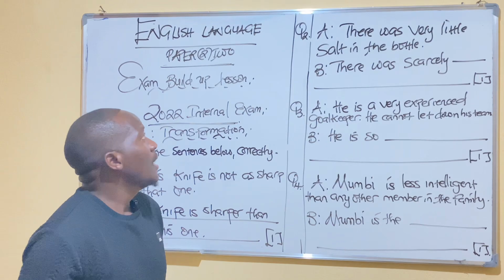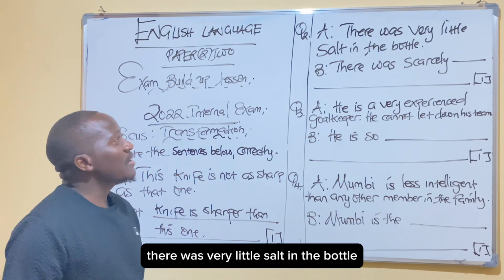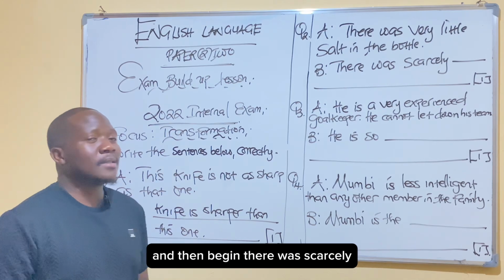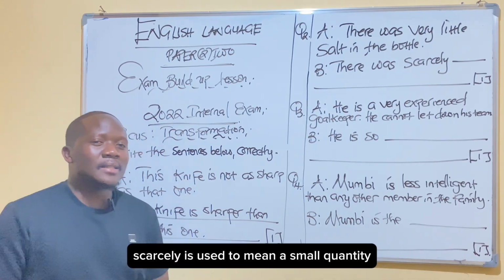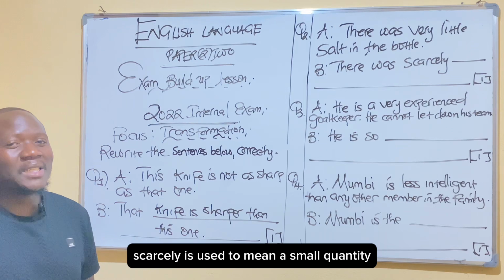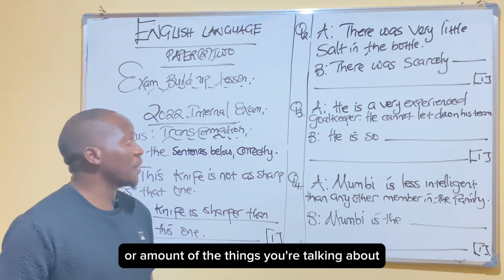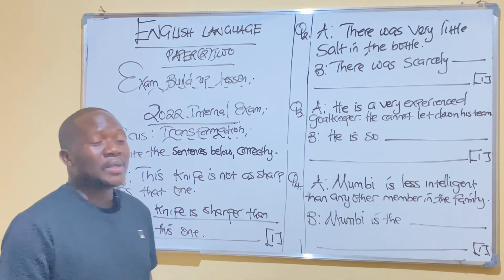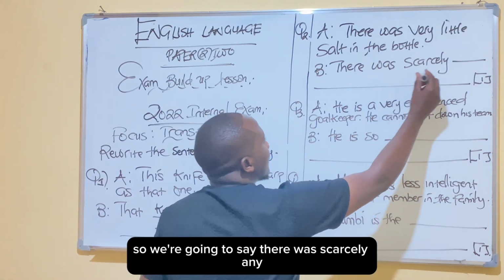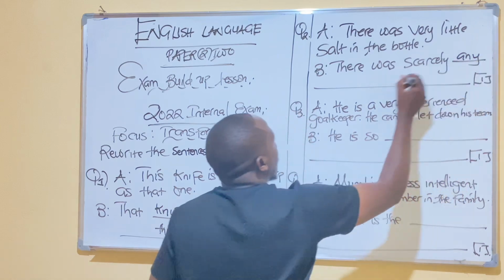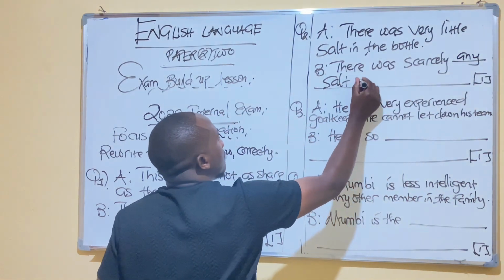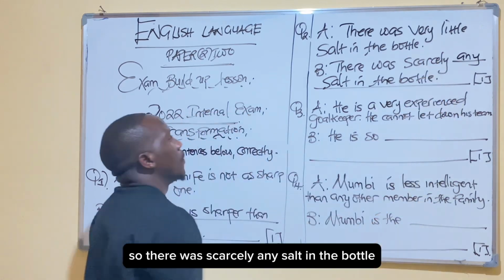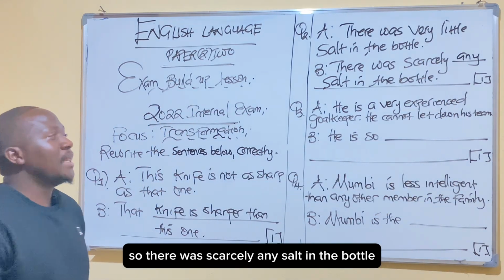Then number 2, there was very little salt in the bottle, and then begin, there was scarcely. Scarcely is used to mean a small quantity or amount of the things you're talking about. So in this instance, it replaces the word little. So we're going to say there was scarcely any salt in the bottle.